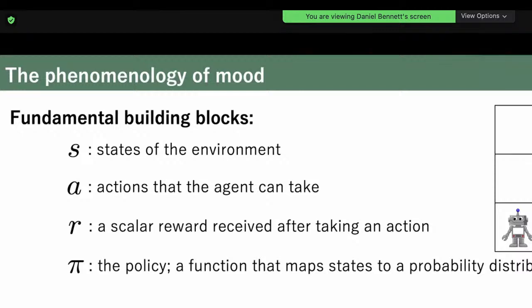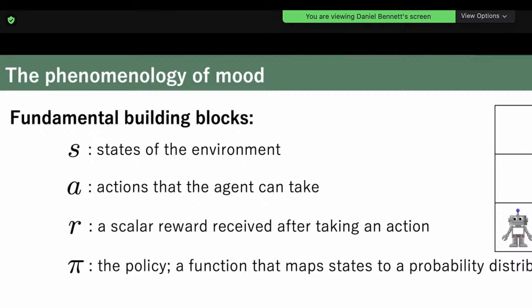And what we can say in this environment is that reward is 0 in all states except the state where it goes into it against this one. And then crucially, this is a really important concept. It's denoted pi in reinforcement learning. It's called the policy. And this is a function that, given a state, produces a probability distribution over actions.